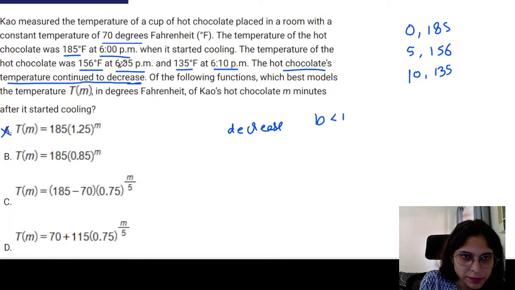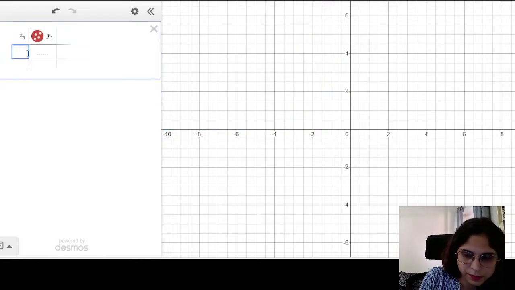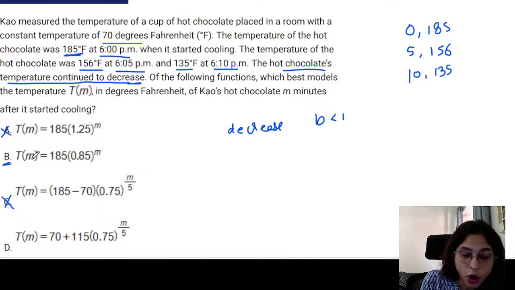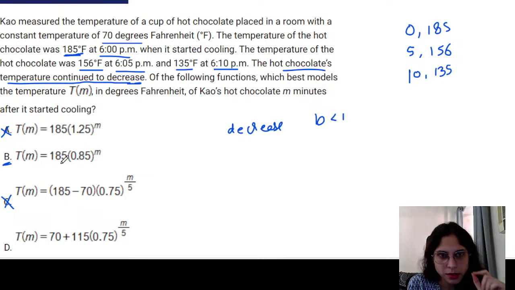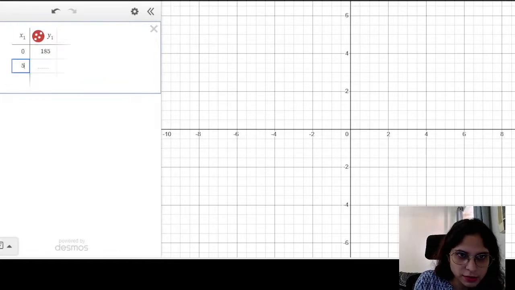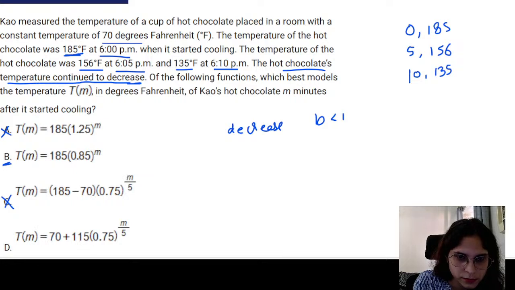Now you have to the power m, so we will try that. Zero. Also one more thing, initially your answer should be 185 because when you started, the temperature was 185, so this option is also gone. Now you're only left with B and D, and automatically people will choose option B, because this is 185, but this is a tricky question. So wait, at 5 it is 156, at 10 it is 135.